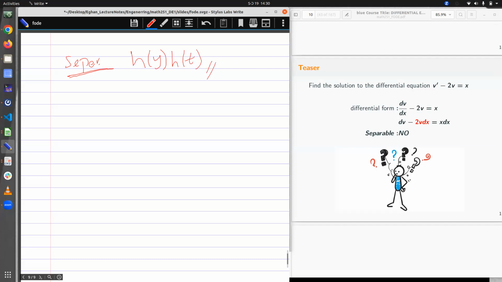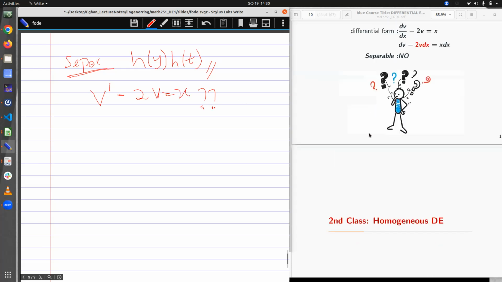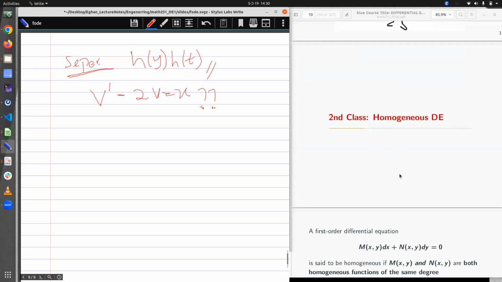And from this teaser, we looked at an example where it was not separable, a prime minus 2b equal to x. This was not separable. And so the question is, can we not solve it, or what can be done about this? This leads us to the next category called homogeneous differential equations.